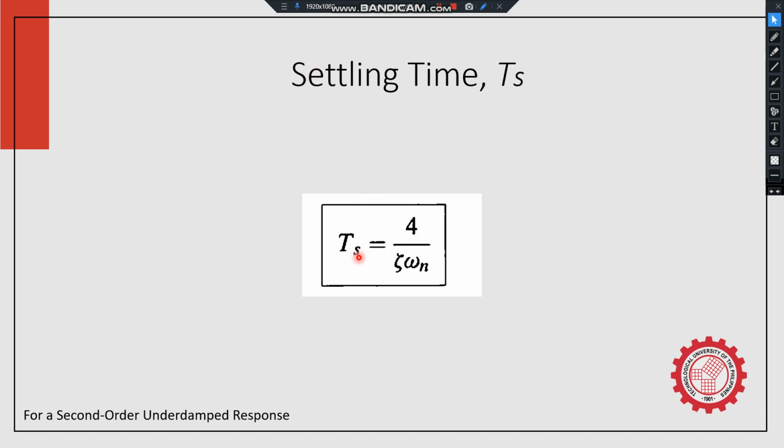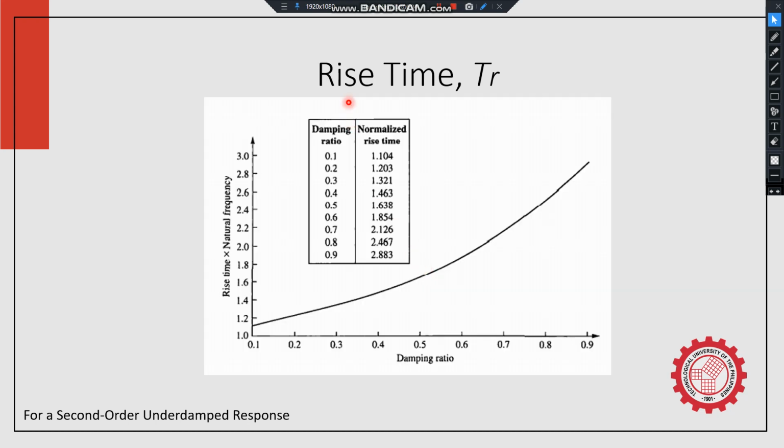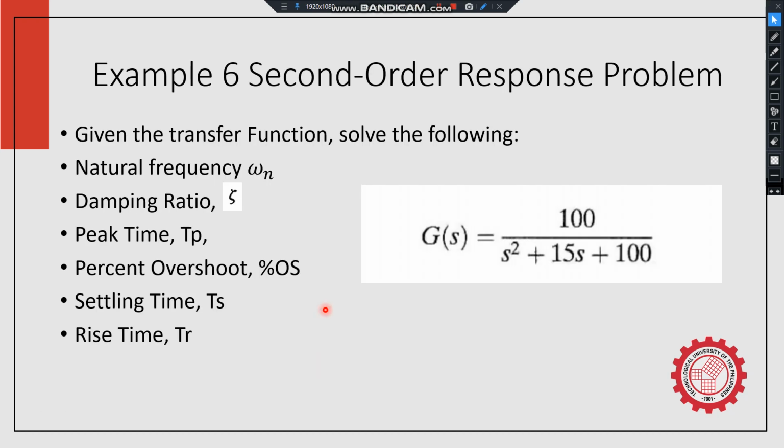The settling time is given by 4 over the product of the damping ratio and natural frequency. And the rise time is given by this relationship between the damping ratio and the rise time. In this case, our rise time is normalized, meaning multiplied by 10, so we could get whole numbers, for graphing or representation purposes.